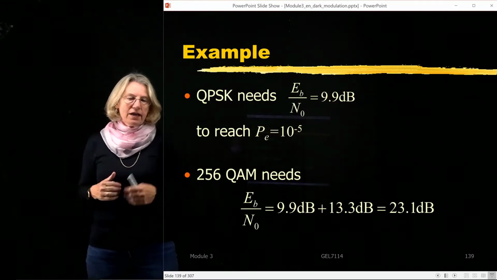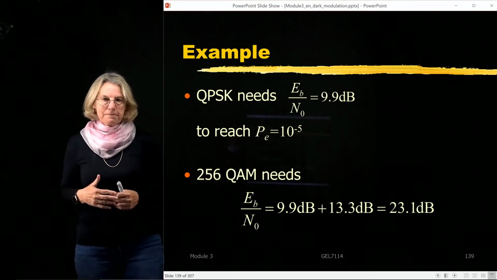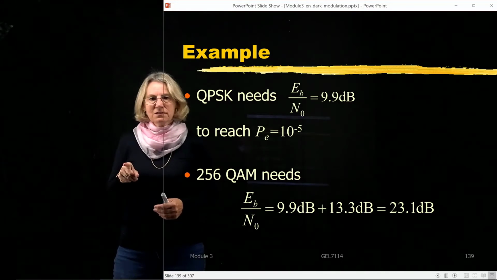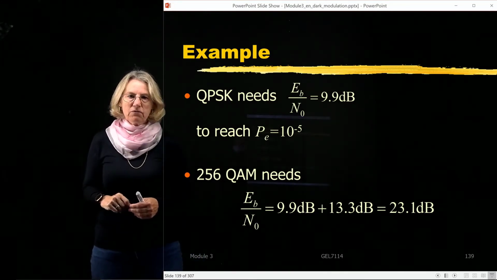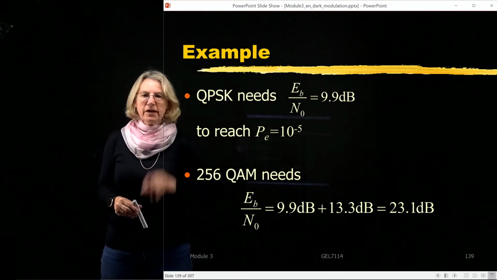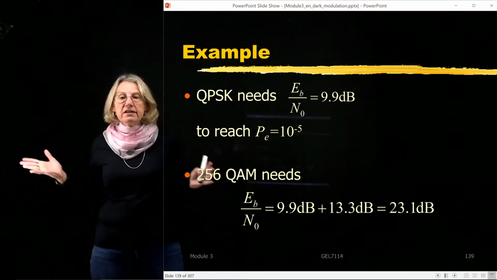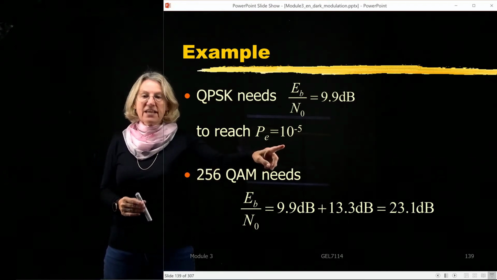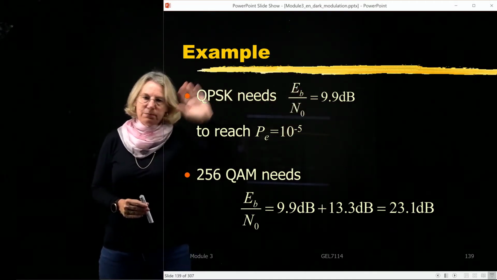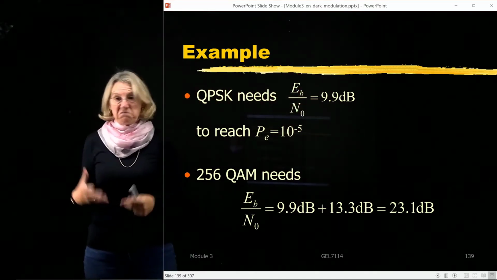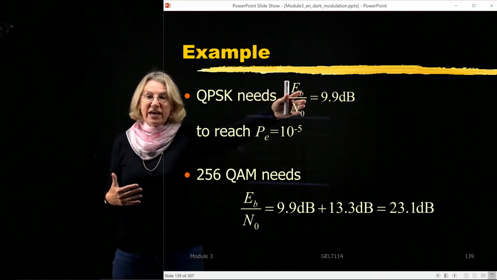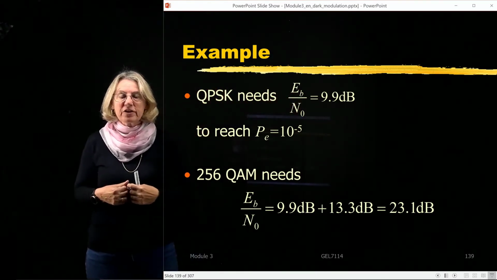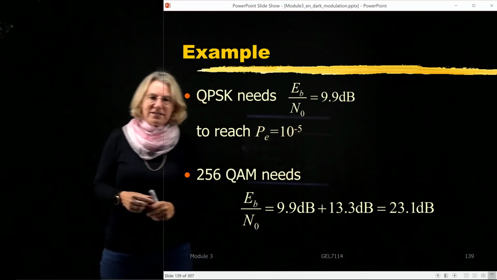So now suppose I ask a question another way. Suppose I tell you that QPSK needs 9.9 dB of Eb/N0 in order to reach probability of error of 10 to the minus 5. I know QPSK, I know how it performs, and I have in my head that if I want to get down to 10 to the minus 5, I've got to have like 10 dB of Eb/N0. That's a pretty noisy channel, but that's okay. QPSK is very robust. That's one of the reasons I said it's so popular, and it'll get me down to 10 to the minus 5.